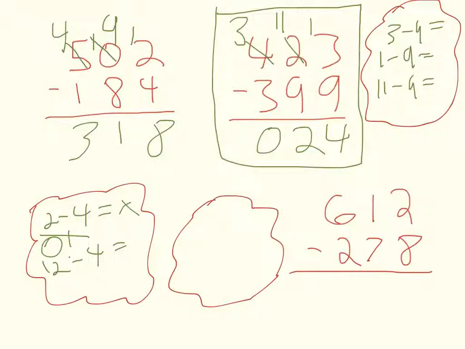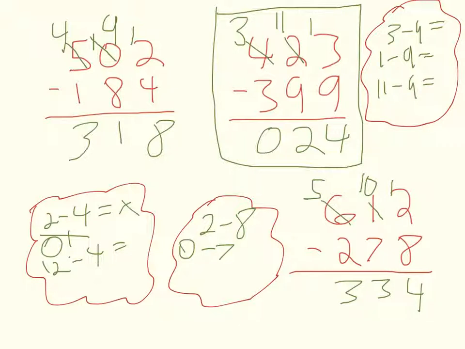I cannot do 2 minus 8, so I cross off the 1, it becomes a 0, and I take everything from it. It's got nothing left, and this now becomes 12 minus 8, which is 4. Now I'm stuck in the middle here with 0 minus 7, which I cannot do, so I cross off the 6, make that a 5, and give the 1 over here. Now it's 10 minus 7, which is 3, and 5 minus 2, which is 3, 334.